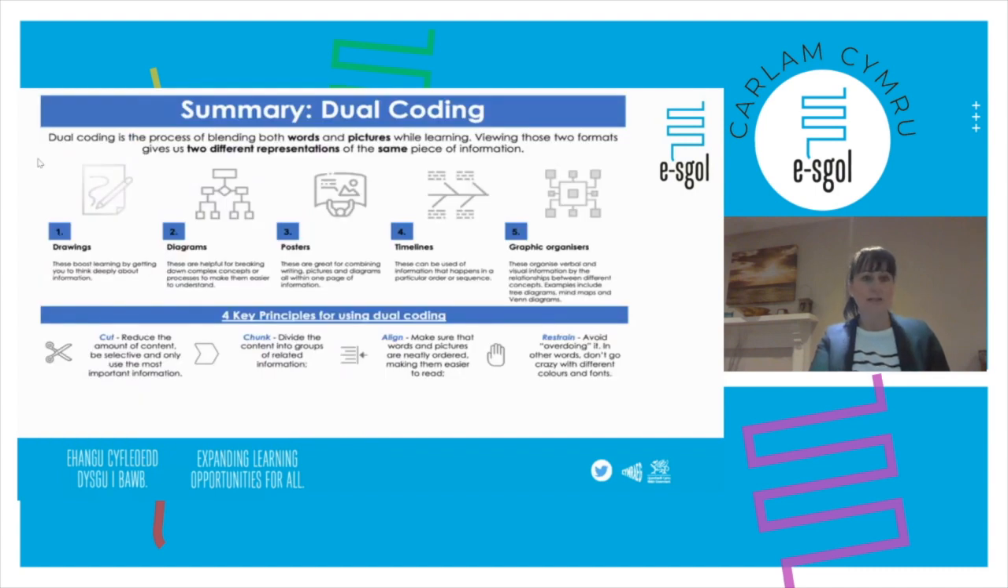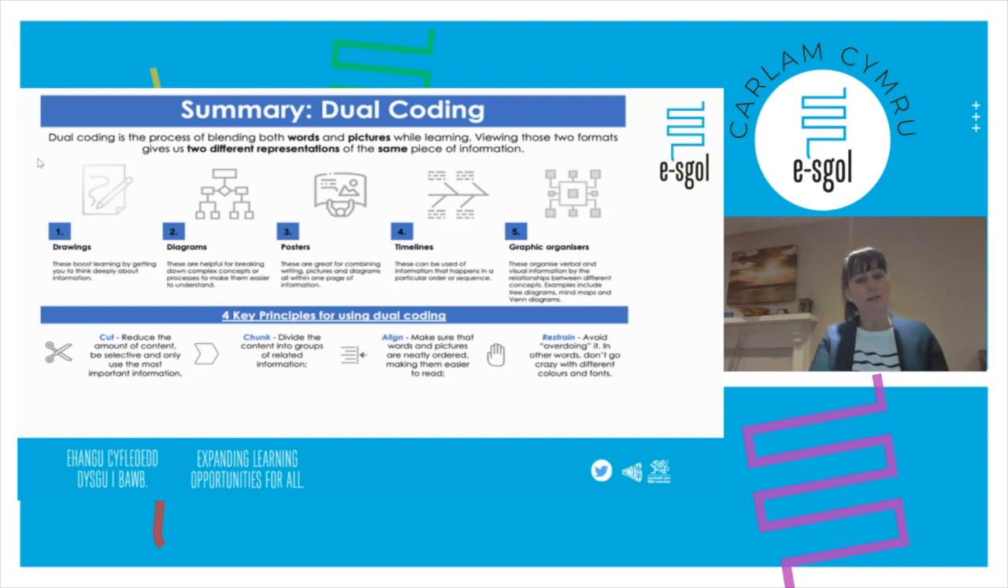So you could use drawings, okay? This would represent words and pictures. You could perhaps put diagrams together. That's really good for breaking down complex concepts. Posters are another good way of dual coding because, again, you've got the combination of words and pictures or diagrams. Timelines, especially good if you want to put something in chronological order, so history is ideal for timelines. And even graphic organizers. So you've got the mixture of visual information, some verbal if you want to as well on there. But examples would be flow diagrams, mind maps, and something called a Venn diagram, which I'll be picking up a bit later in a further session.